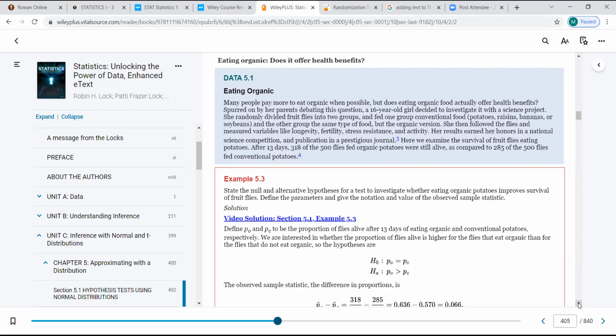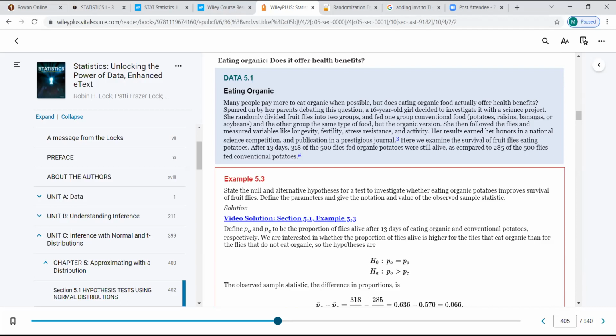Now, for group 2, which is the flies that ate the conventional potatoes, there were 500 of those flies, and only 285 of those survived. So fewer of those survived. All right. Now, we want to see if eating organic potatoes actually increases survival. So let's actually read it down here.